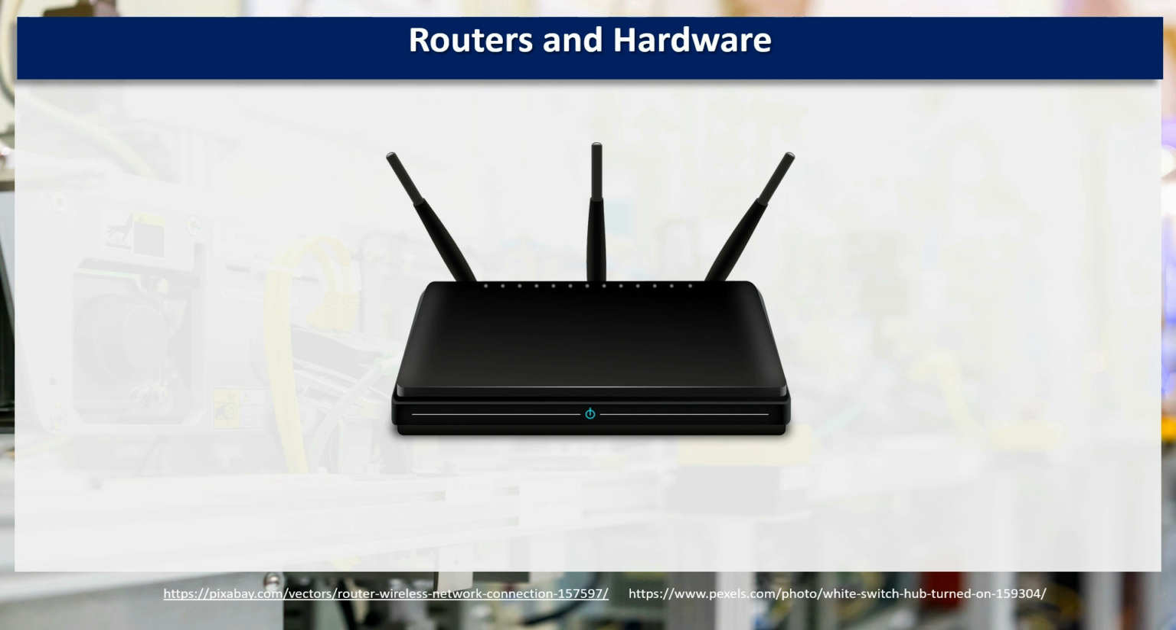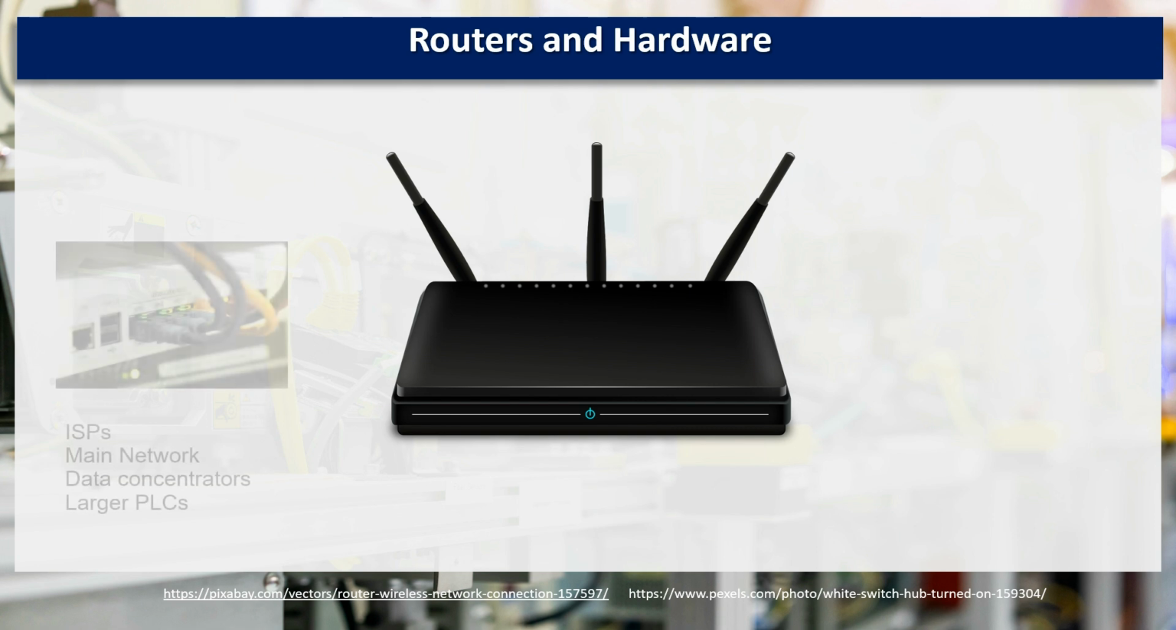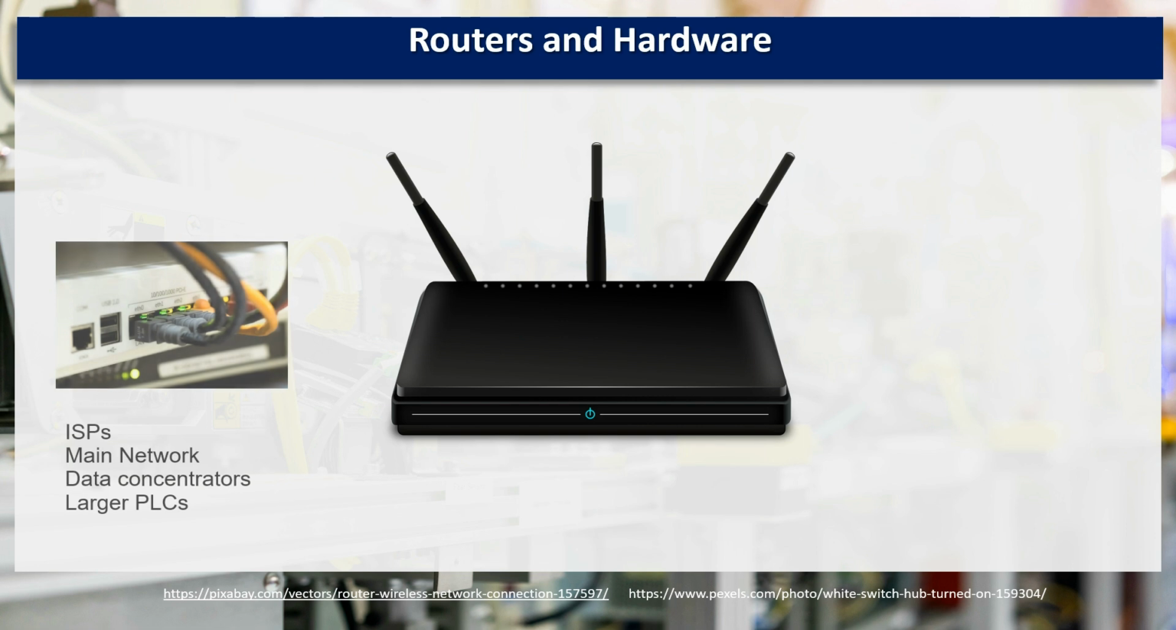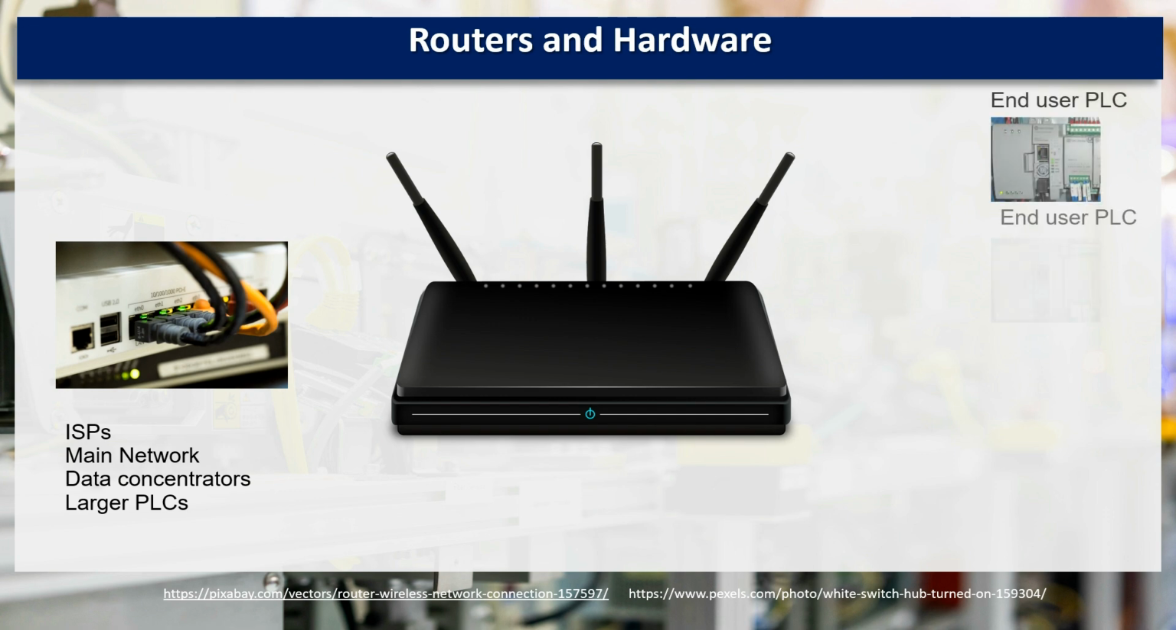But what does a router do? A router is used to connect one network to another, and then direct Ethernet traffic to devices connected to it. One side of the router talks to the Internet or ISPs, large internal networks, data concentrators, and other large PCs. The other side talks to smaller devices or end users.